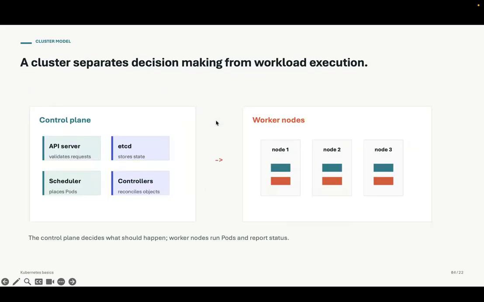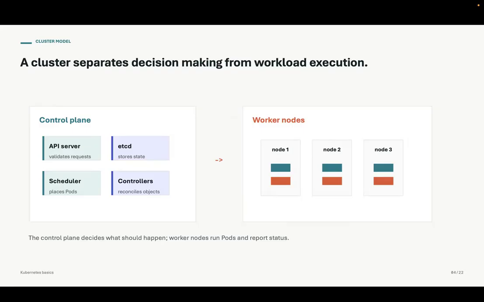Cluster model. A Kubernetes cluster has two major parts. One is the control plane. The other is the data plane, which consists of multiple worker nodes. The control plane is responsible for decision making. It accepts the API requests and stores the cluster state in the etcd data store. There is a scheduler, which is always running to schedule the work, and there are controllers, which watch the state of the cluster and reconcile it into the desired state.